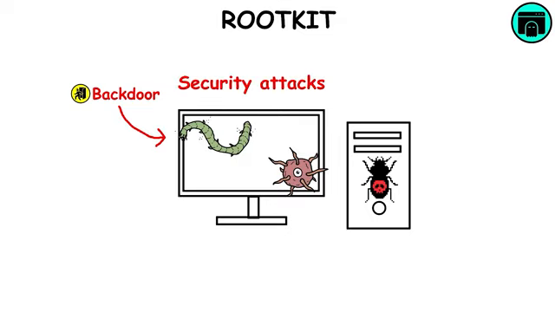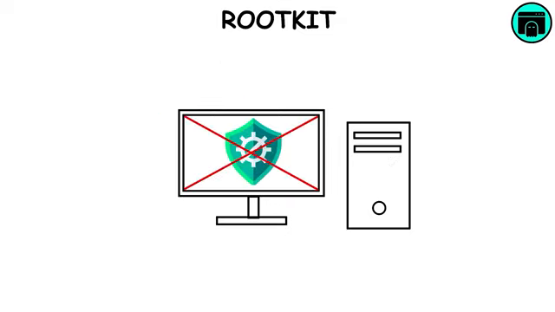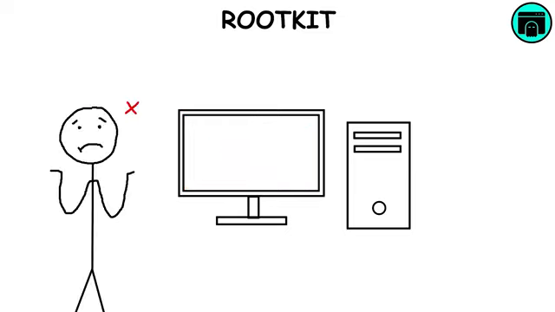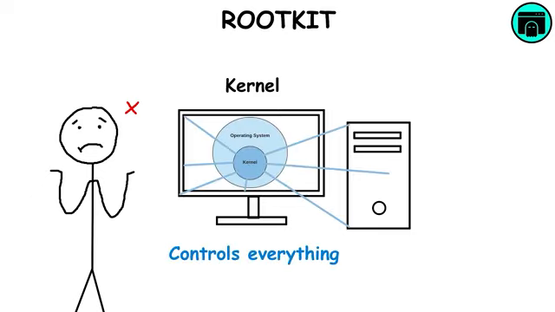Rootkits often prevent detection by deactivating antivirus software. Removal can be complicated or practically impossible, especially in cases where the rootkit resides in the kernel, which is a program at the core of a computer's operating system and generally has complete control over everything.